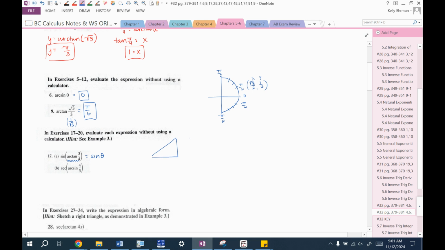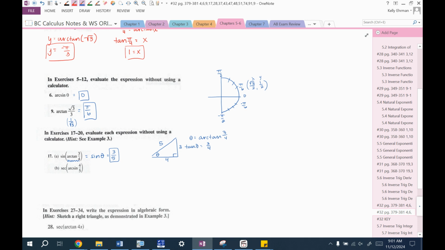If theta equals arctan of 3/4, then tangent of theta is equal to 3/4. So I can put theta wherever I want. And then opposite over adjacent is 3/4. The hypotenuse would be 5. And now I can turn around and say, I've got this triangle. The sine of theta is equal to opposite over hypotenuse, 3/5.